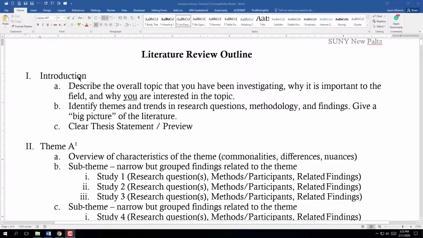Generally speaking, a literature review, as you see here, starts with an introduction. You're going to describe the overall topic that you have been investigating, why it is important to the field, and why you are interested in that topic. So that's usually like the first couple of sentences.